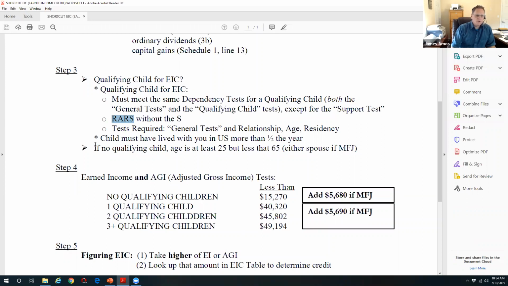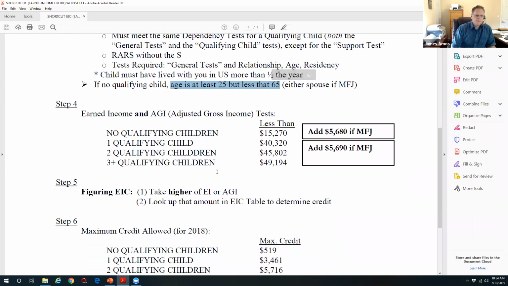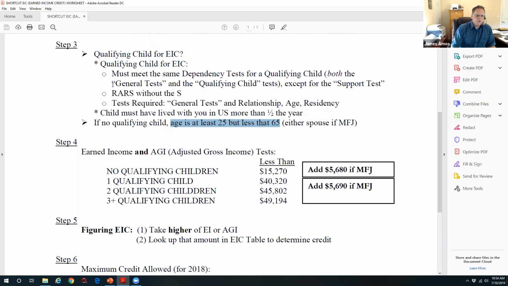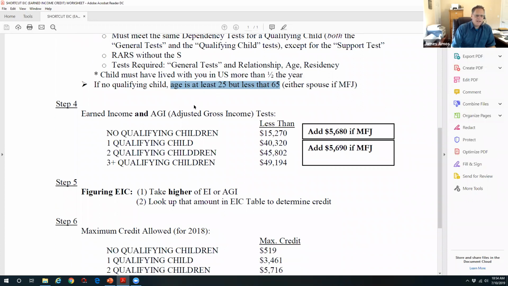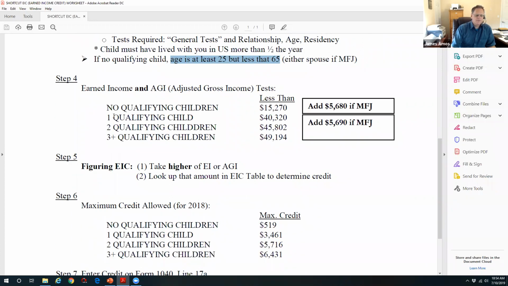If you do not have a qualifying child, are you between ages 25 and 65? If you qualify with a qualifying child or because of your age without a qualifying child, then go to step 4 where you apply the income limits. For earned income, you have to apply the limits, then you apply them to the AGI. If you qualify there, then you do qualify. At that point, you just calculate it. So far, does that make sense? Because those are the rules to qualify for it.